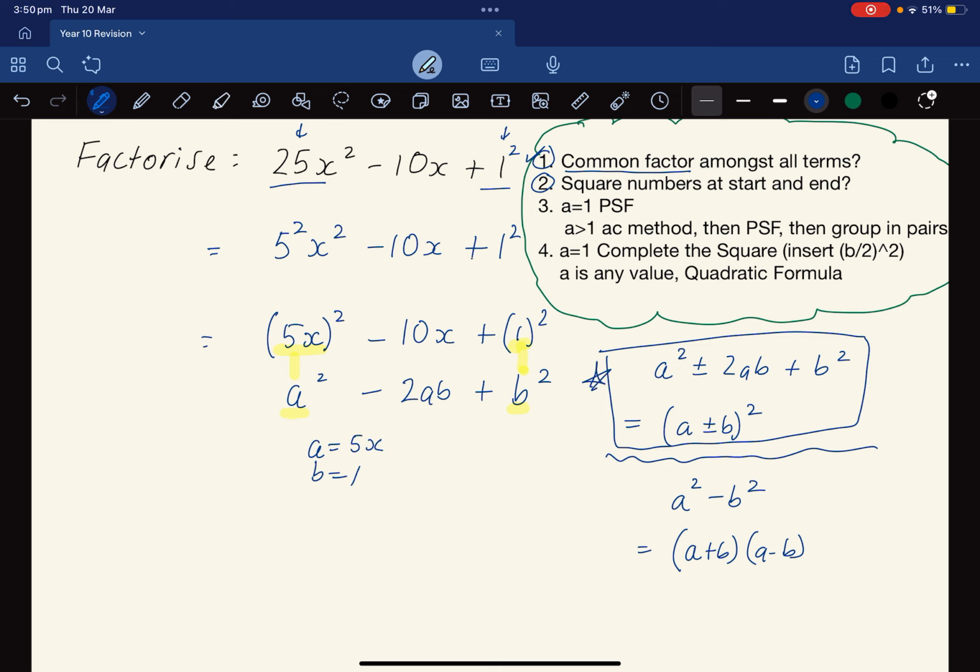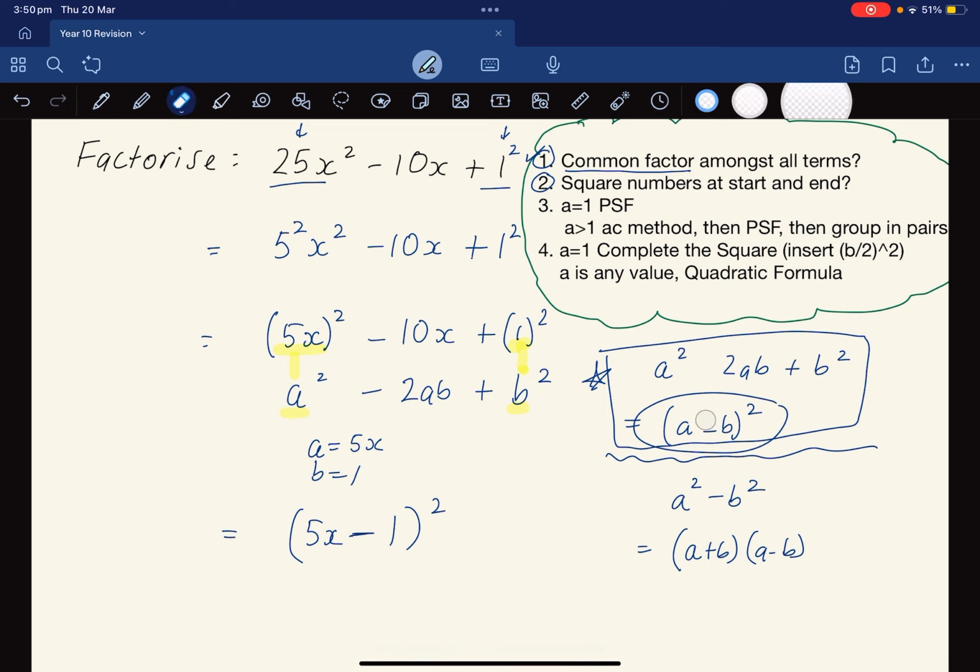And we've got our nice pattern over here. If a is 5x and b is 1, let's use this. So (5x take 1) goes in the brackets, squared. Over here on the right, just a reminder, a squared take 2ab plus b squared is what factorizes to (a take b) squared. It's a bit different, isn't it? So I hope that makes sense.